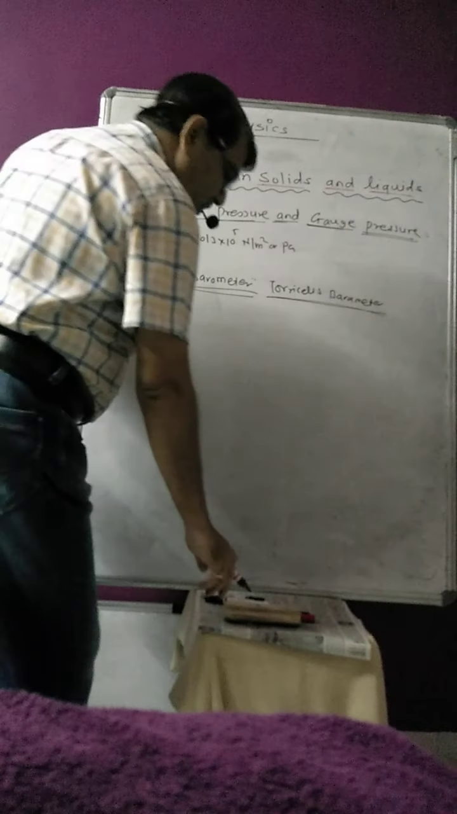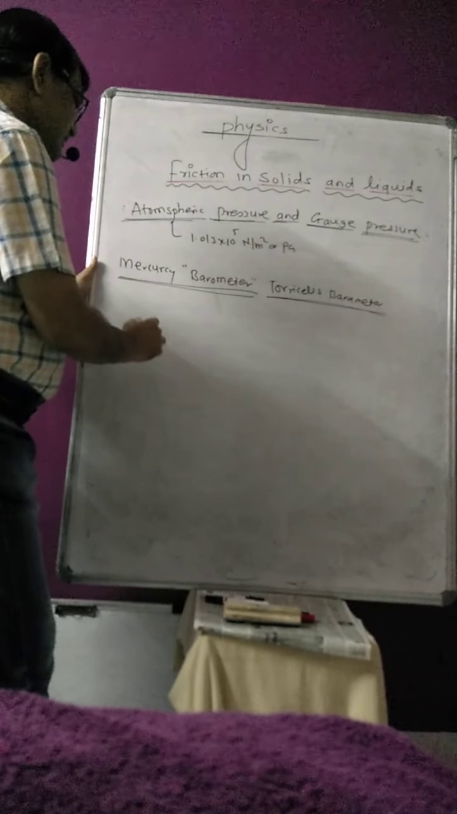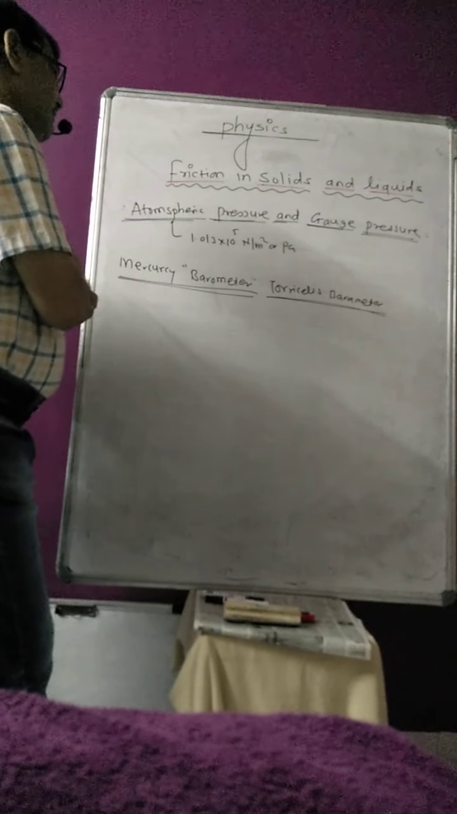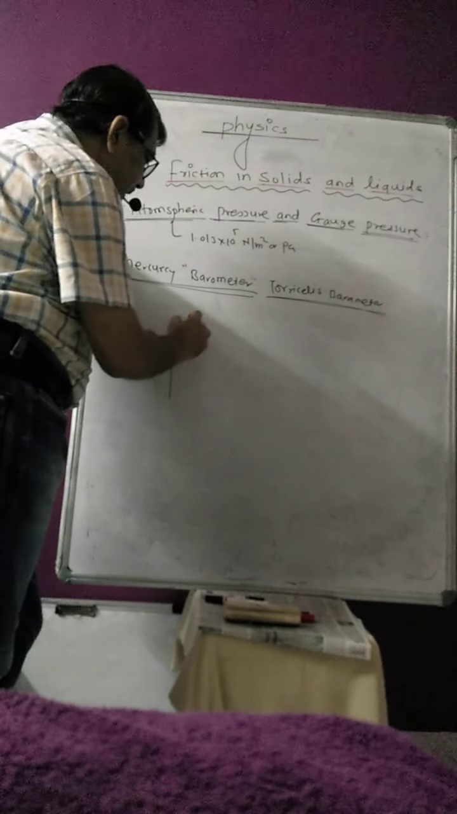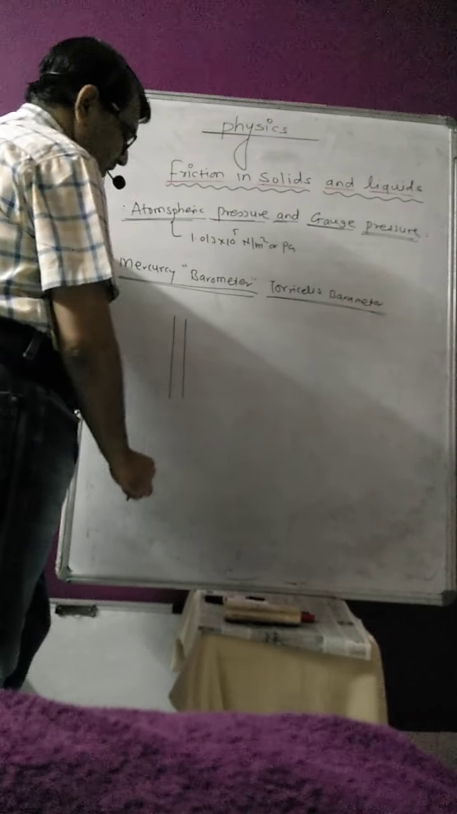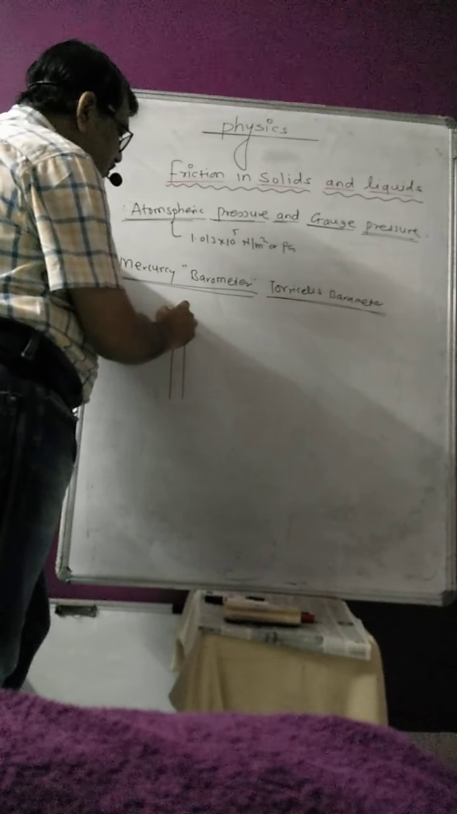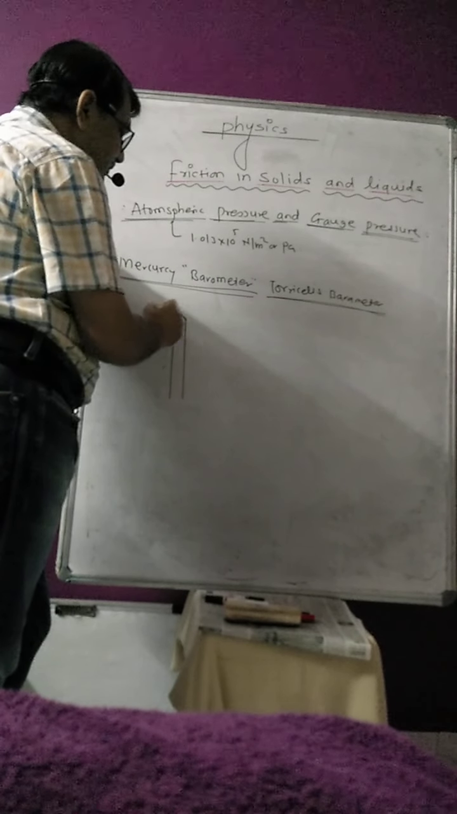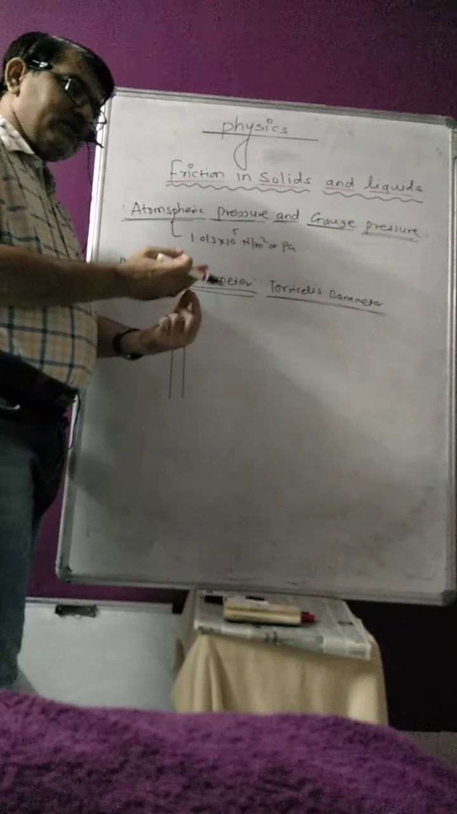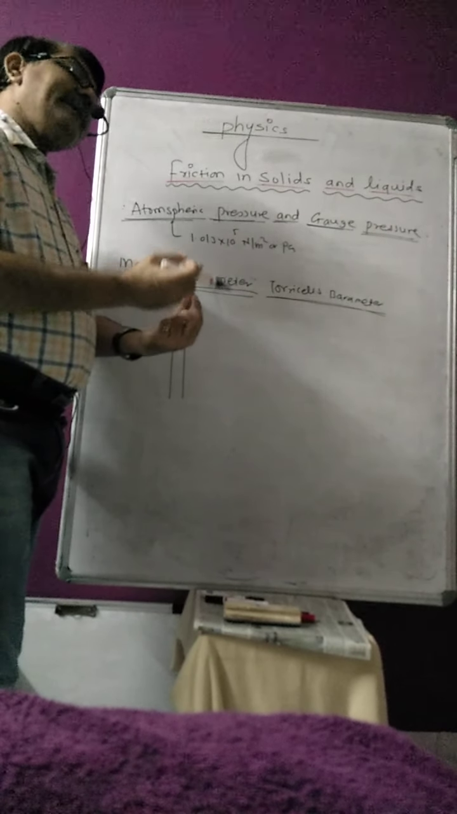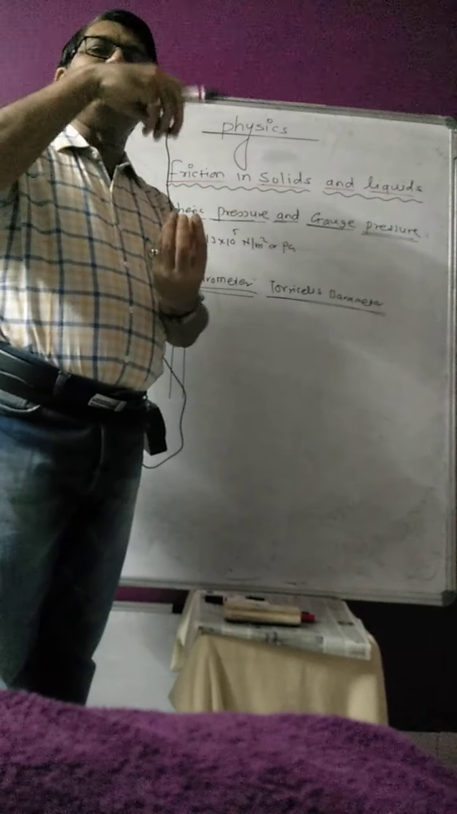Sir, how is that Torricelli's barometer? You want to learn how he measured the atmospheric pressure. Actually, Torricelli considered a tube having a length of 1 meter, closed at one end, and inside that tube he filled clean and dry mercury.